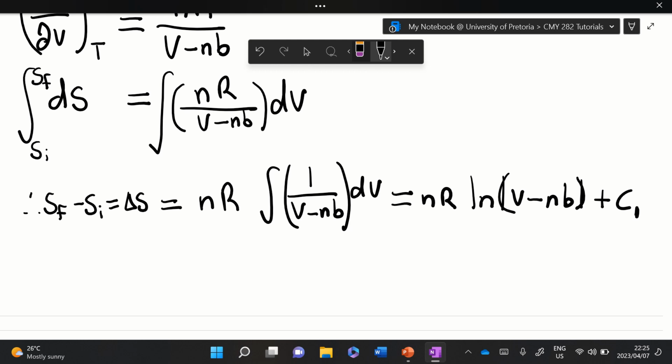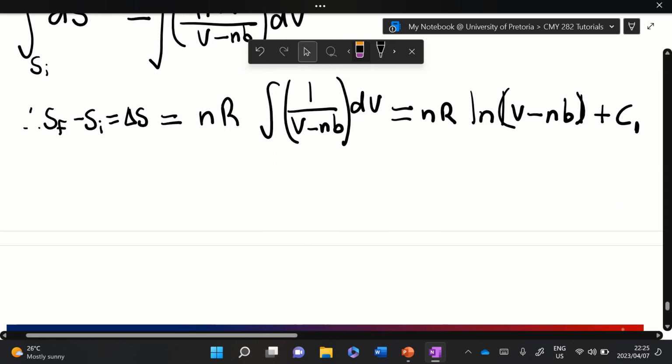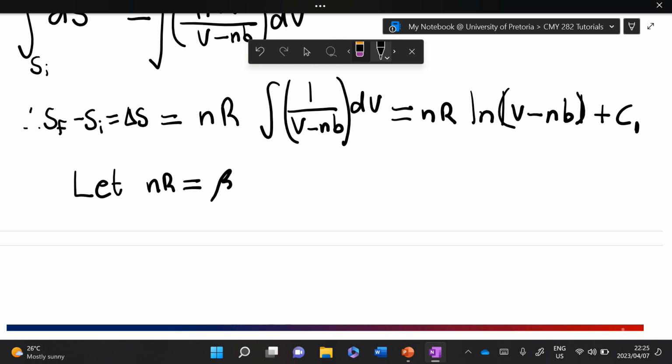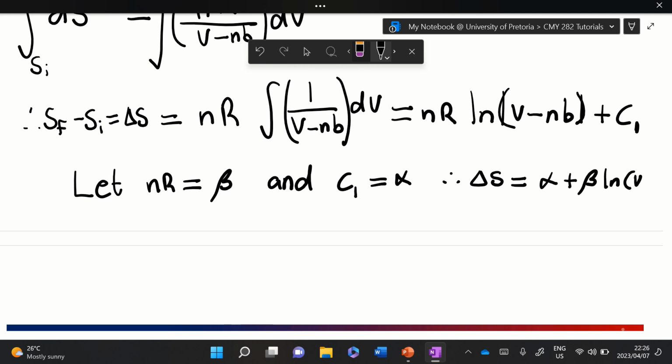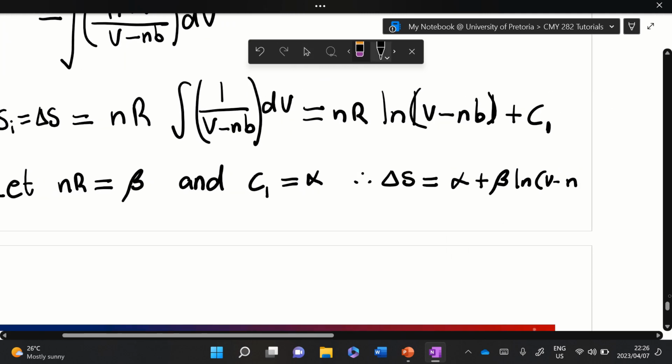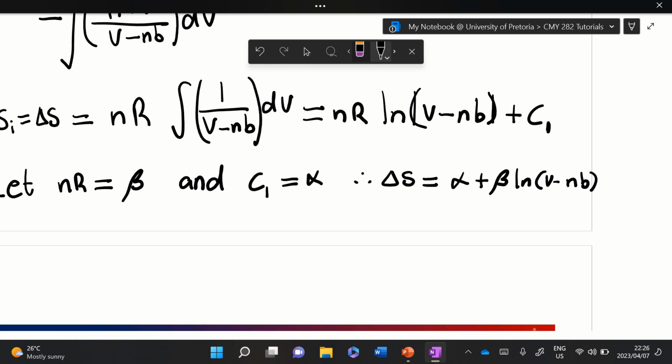Then we have delta S. Right. And then if we just give these things names, in other words, we let nR equal beta and c1 equal alpha, then delta S is equal to alpha plus beta ln of V minus nb, which is exactly what we had to prove. So in other words, the change in entropy of a van der Waals gas depends linearly on the volume of that gas.